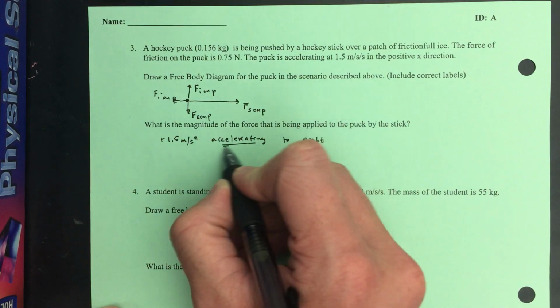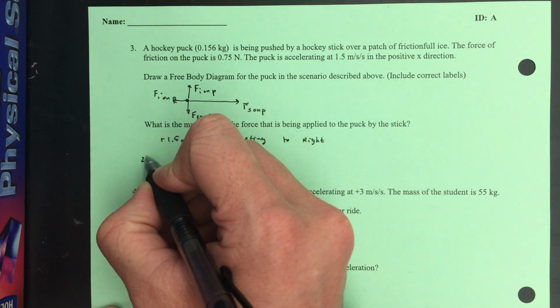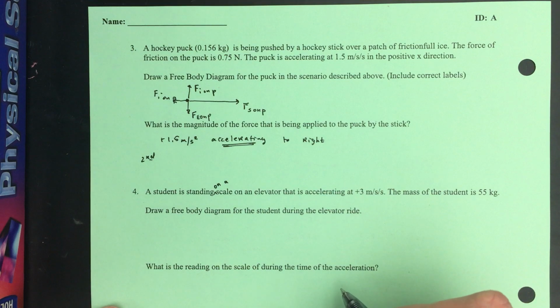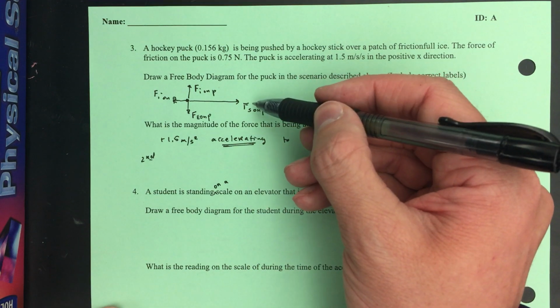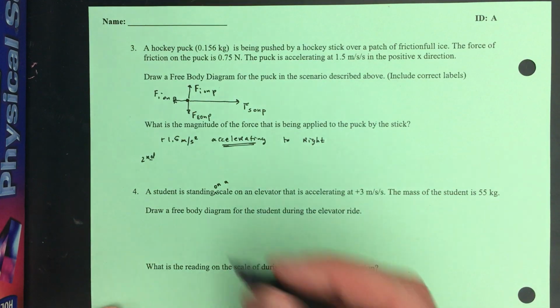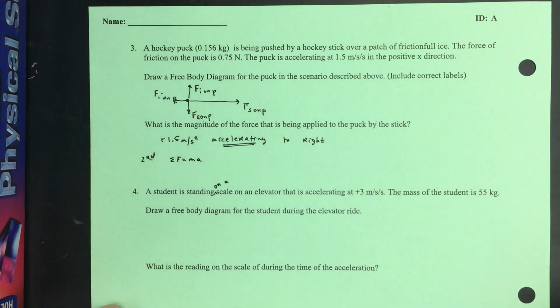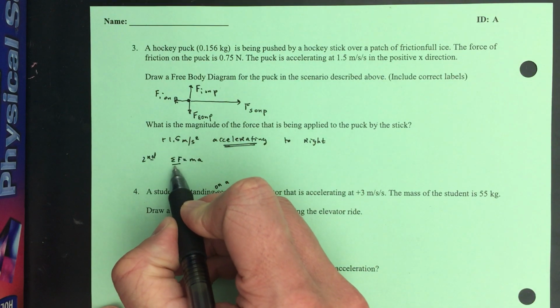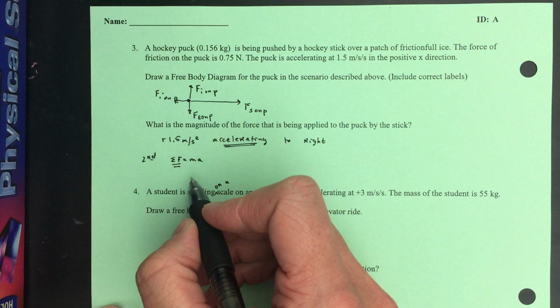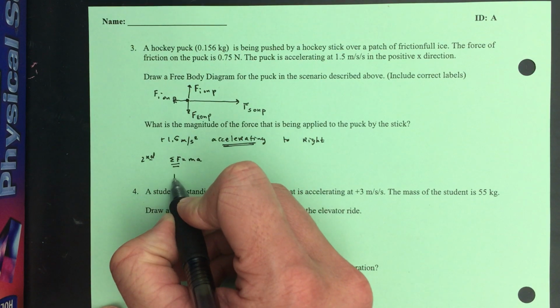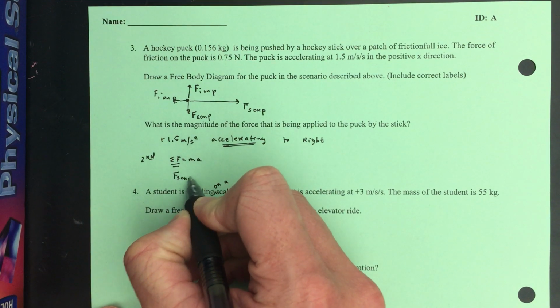Since that acceleration exists, we know that we have a Newton's second law scenario. If you recall, for our concept map, we first drew the force diagram. Now we've determined Newton's second law, which gives us the net force is equal to mass times acceleration. Well, we can't use this because we are looking for a specific force, and that specific force is the force of the stick on the puck.